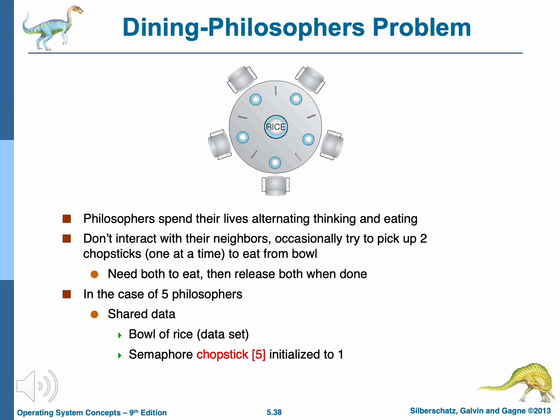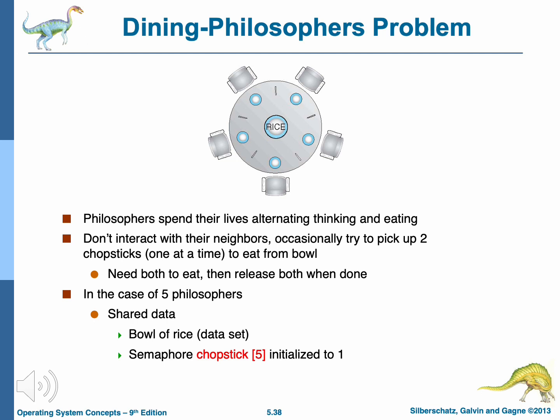A philosopher may pick up only one chopstick at a time. Obviously, she cannot pick up a chopstick that is already in the hand of a neighbor. When a hungry philosopher has both her chopsticks at the same time, she eats without releasing the chopsticks. When she is finished eating, she puts down her chopsticks and starts thinking again.